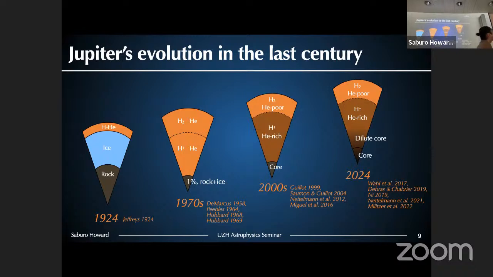So this dilute core, well, instead of having a sharp discontinuity between the core and the rest of the envelope, you now have something that is more gradual. So the heavy elements are gradually distributed from the center towards the outer part of the planet. And so, in fact, this dilute core idea was not new. It was already suggested in the 80s, but it's really the accuracy on those gravitational moments from Juno that allowed to confirm its presence inside Jupiter.